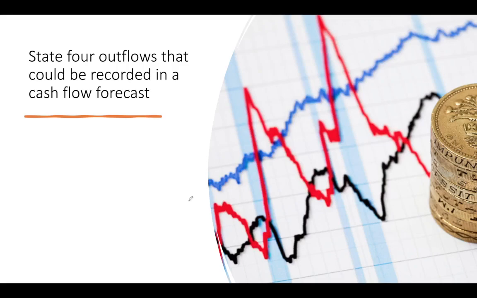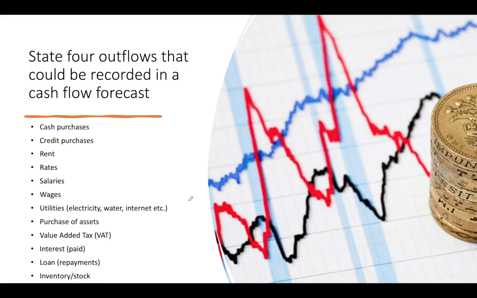State 4 outflows that could be recorded in a cash flow forecast. Paused long enough. You should be able to list them because there's loads of them. Okay, so make sure that you understand those sorts of outflows. Pretty easy. You can look for those in a case study if it's an essay, and you can talk about how some of these might change over time. So we might class certain things as fixed costs, for example. Well, fixed costs actually might be semi-fixed because they might change over time.